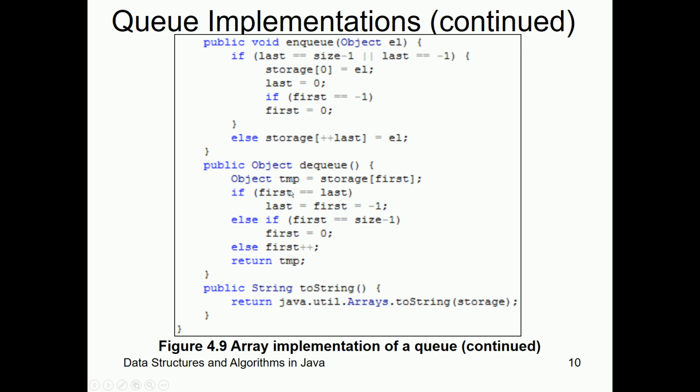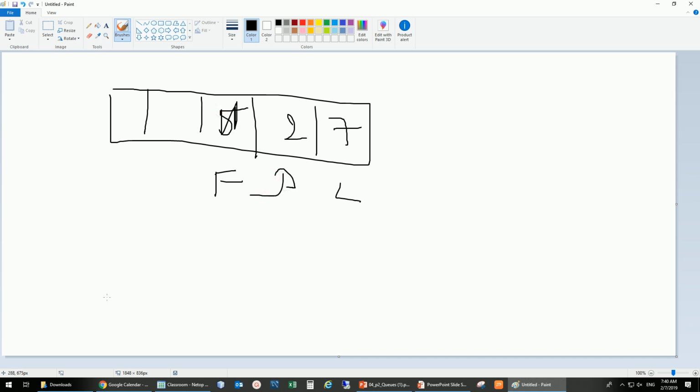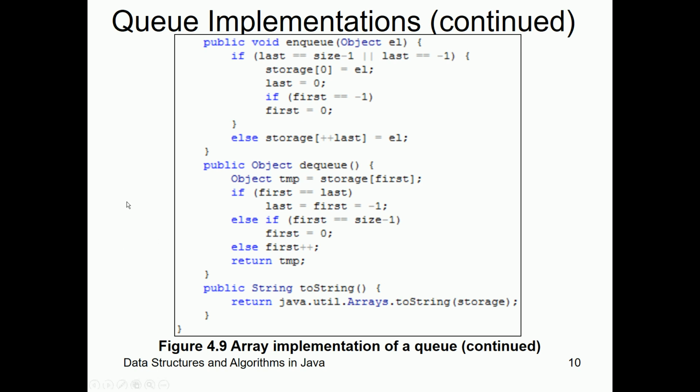If it's not like we have only one element in the queue, and if you're not the last one, then just move it. When we dequeue, we just move the first. In any other situation, like we have 5, 2 and 7, and this is my first, this is my last, and if I'm dequeuing, just the first needs to be incremented. So that's the dequeue.